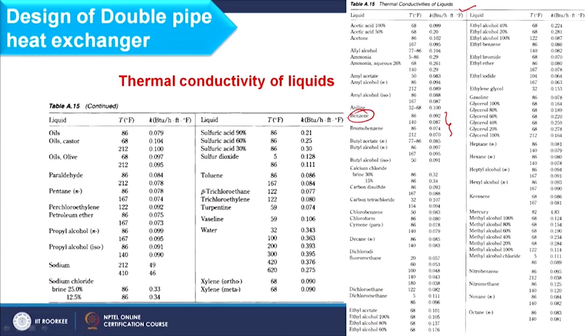Okay. So, here again I am taking the example of benzene. So, at 86 this is the value, and at 140 the value is this. And these temperatures are basically the average temperature. So, if you are finding a value in between these two, you can interpolate the value, otherwise you can consider the extreme values. Okay. So, in that way you can find the thermal conductivity of the liquid.